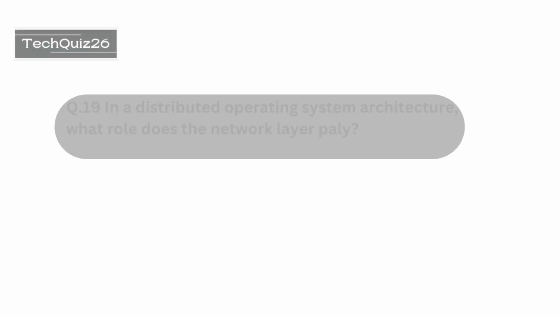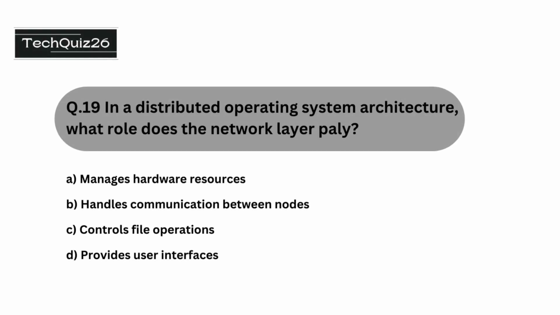Question number 19 is, in a distributed operating system architecture, what role does the network layer play? The options are manages hardware resources, handles communication between nodes, controls file operations, provides user interfaces. The correct option is handles communication between nodes.